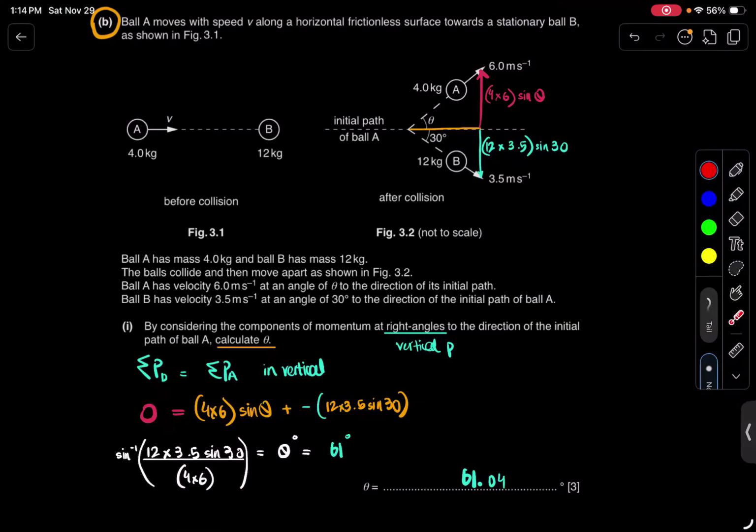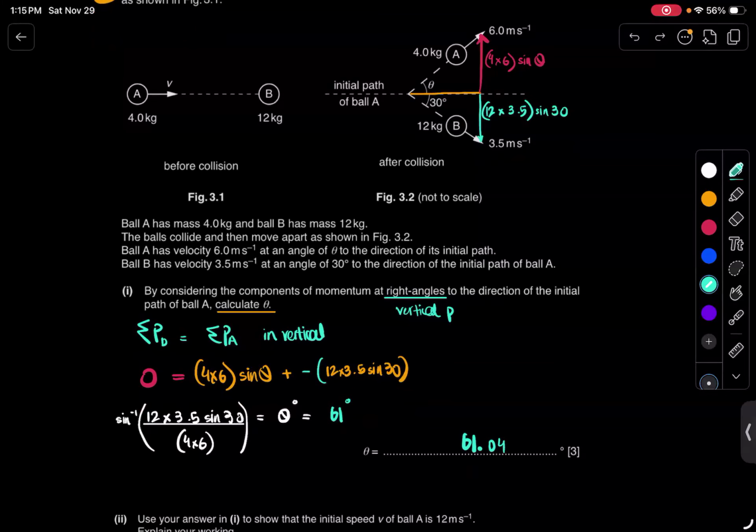Because the vertical momentum before collision was 0, the vertical momentum after collision should also be 0. So these momentums must have been canceling each other out. This value is positive, whereas this is negative. So if you take that on the other side, you just get sine theta, and then you can calculate theta from over here. So that's how you calculate this.